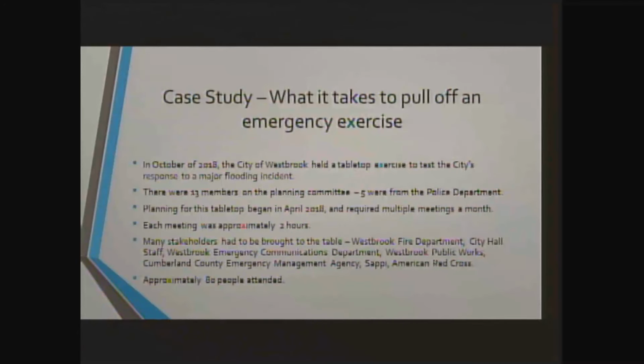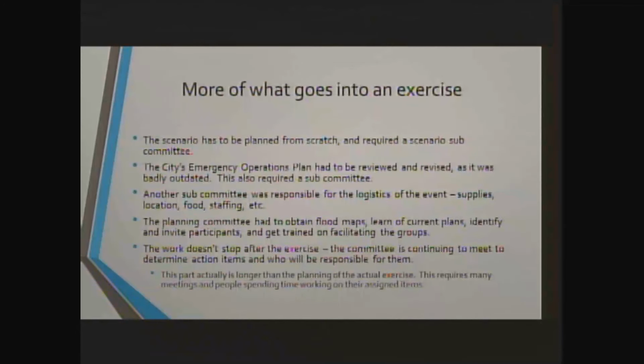Many stakeholders had to be brought to the table: the fire department, city hall staff, the emergency communications department, public services, Cumberland County EMA, SAPI, and the American Red Cross. Approximately 80 people attended the tabletop. The scenario itself had to be planned from scratch, so this required a scenario subcommittee. That subcommittee had to meet more than just the once or twice that the whole committee was meeting.